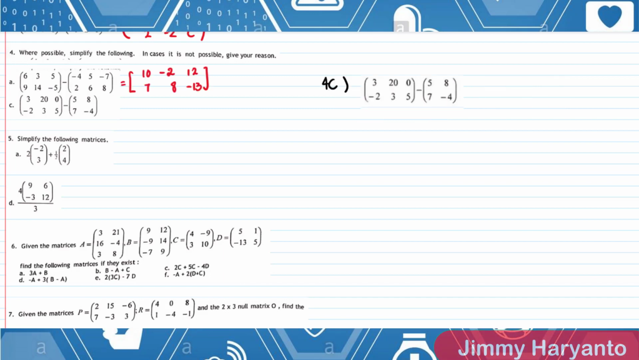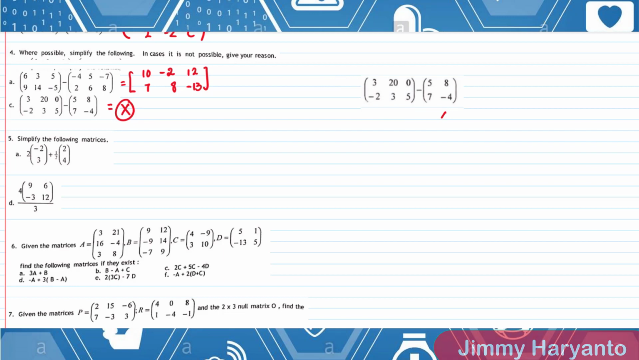And then for number C, I don't think we can do this because the first dimension is 2 times 3 and the second dimension is 2 times 2. So we cannot subtract them because the dimension is not the same, so we cannot answer this. Okay, so that is for number 4.